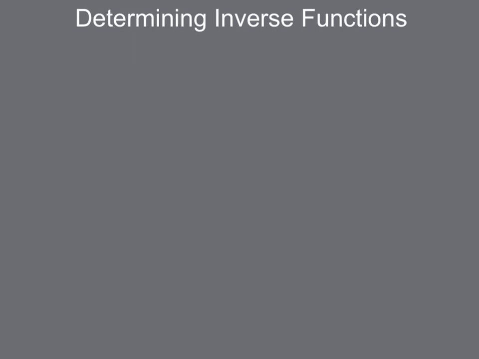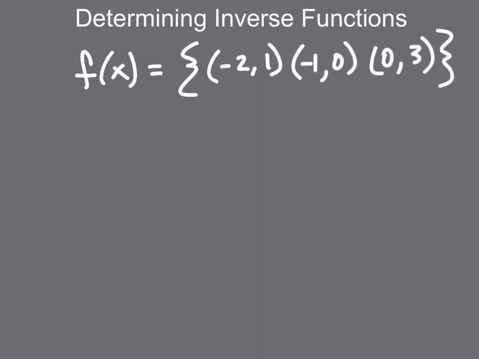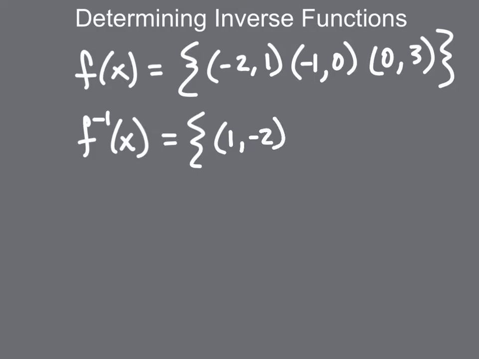So let's say that we have some function we'll call f of x that is created from a series of points. And let's say that those points are (-2, 1), (-1, 0), and (0, 3). Now, if I wanted to calculate my inverse function of x given a set of points, then all I would simply do is switch my x and y value for each point. So you've got the point (1, -2) here. You'd have the point (0, -1), and then you'd have the point (3, 0). And that would be the inverse.